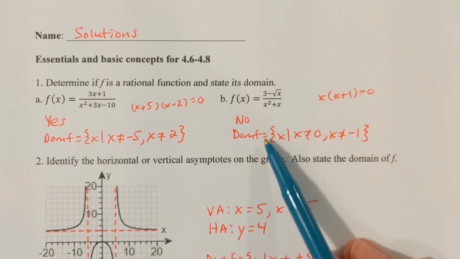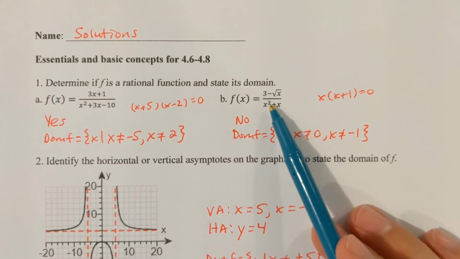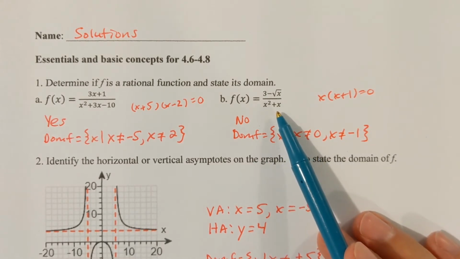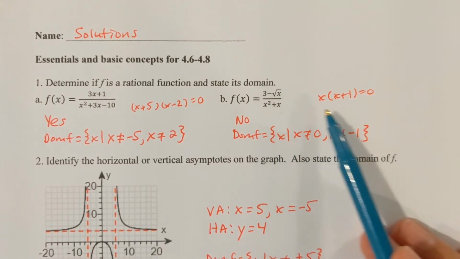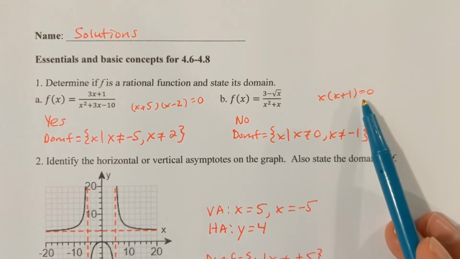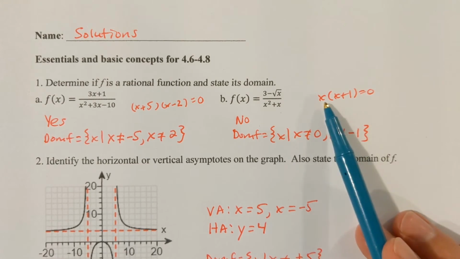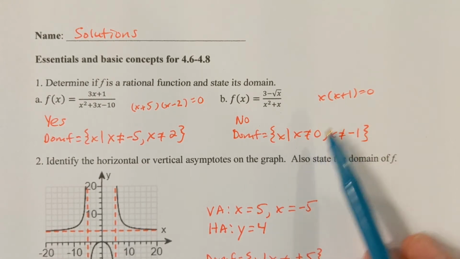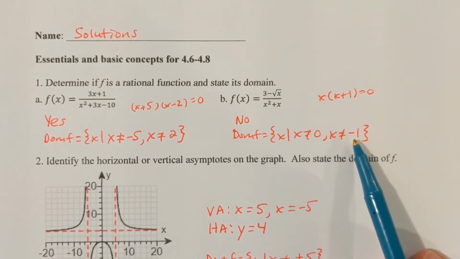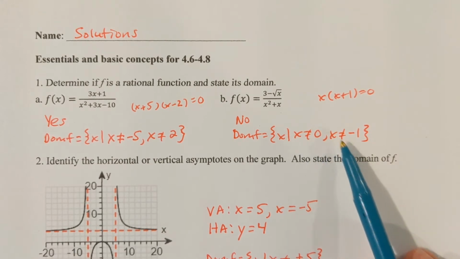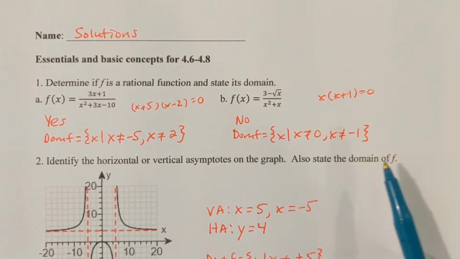We still want to state the domain here, so again, I don't want to divide by 0. X squared plus x, if you set that equal to 0 and solve, x would be in common to those two terms. You can factor that out, and you'll have x equals 0 or x equal negative 1. And again, that's what we don't want for values of x in the domain.